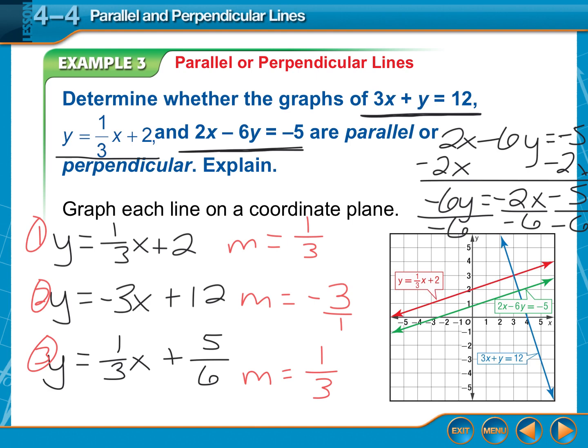So is that parallel, perpendicular, or neither? If this is parallel, what's the perpendicular slope of 1/3? -3 over 1. So is 1 and 2 parallel, perpendicular, or neither? Perpendicular, right? These two are perpendicular to each other. What about 1 and 3? So the top and the bottom. Parallel. Why? Because that's the same slope, they are the exact same. So now what about 2 and 3? Parallel, perpendicular, or neither? Perpendicular. Yep.